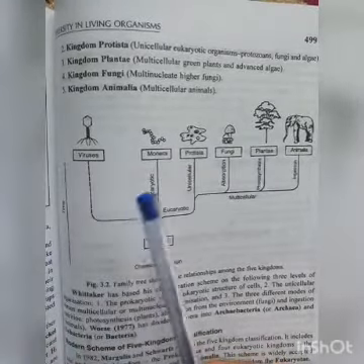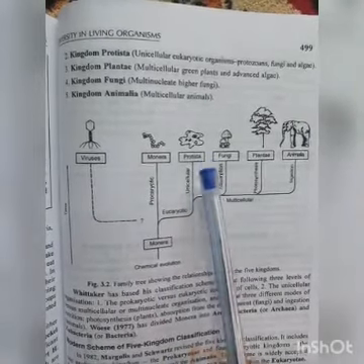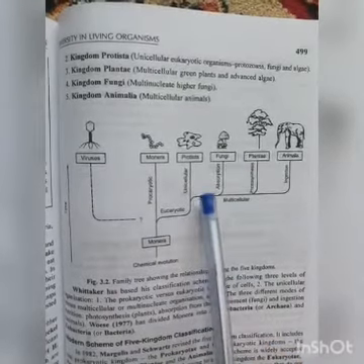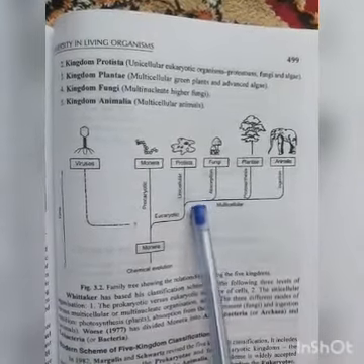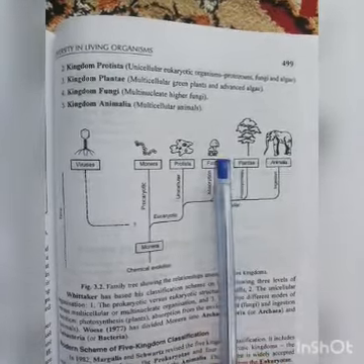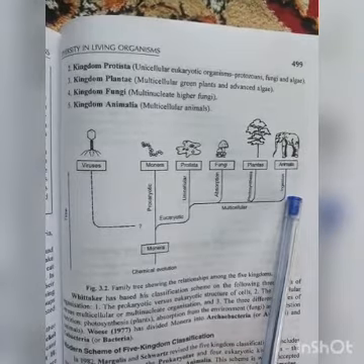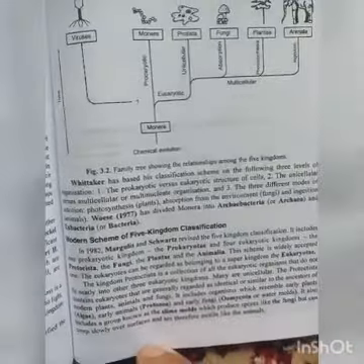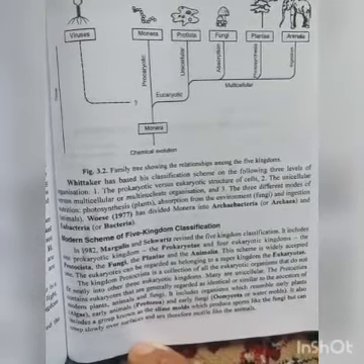You see here, this is the kingdom Monera. It involves prokaryotic bacteria. Protista involves unicellular eukaryotes. There is Fungi, which includes all the multicellular higher nucleated fungi. And Plantae includes plants which possess photosynthesis. And the kingdom Animalia includes the animals.